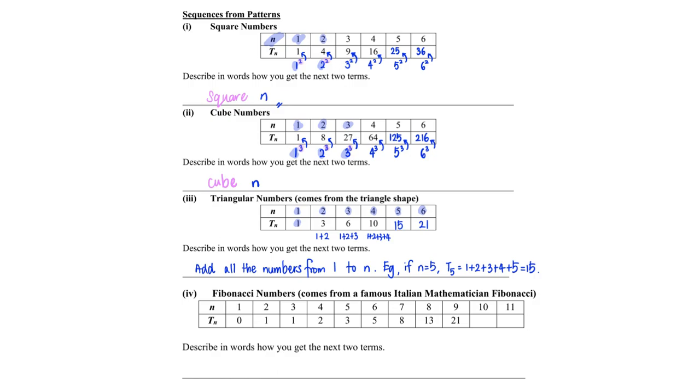The last special group of numbers is called Fibonacci numbers, which come from a very famous mathematician. Okay, and this is a very interesting pattern. Okay, we will go straight to this. 0 plus 1 equals 1. 1 plus 1 equals 2.